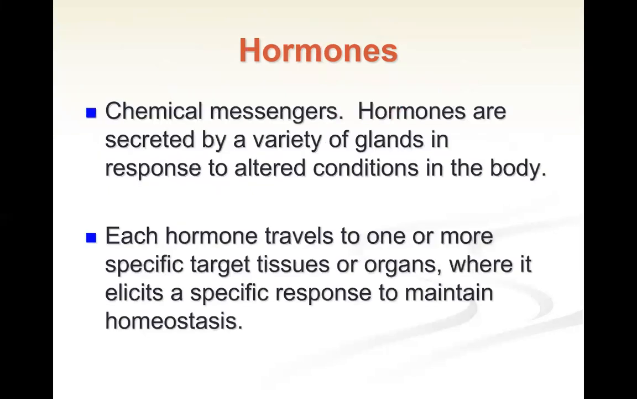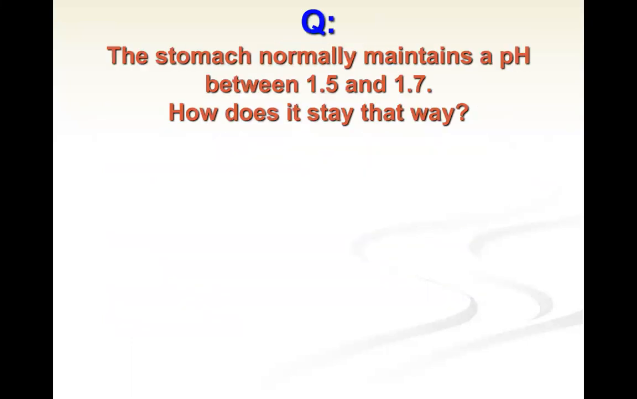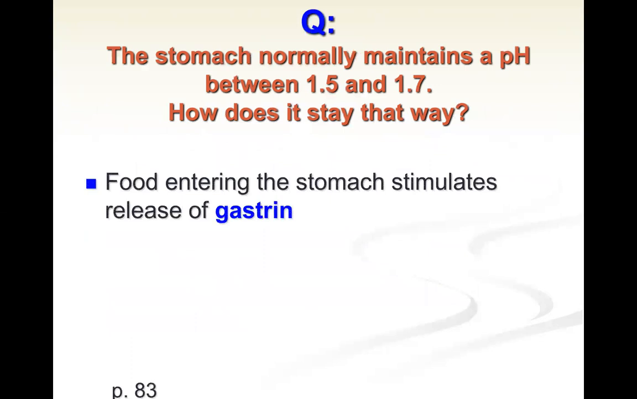Hormones are chemical messengers, and they're secreted by a variety of glands in response to different conditions. Hormones generally can travel through the bloodstream, and so they may act on the organ that secretes them, or they may act on a different organ. Between the nervous system and the hormonal system, the goal of both is to help maintain something called homeostasis, or balance, within the gastrointestinal tract. So how is this balance maintained?